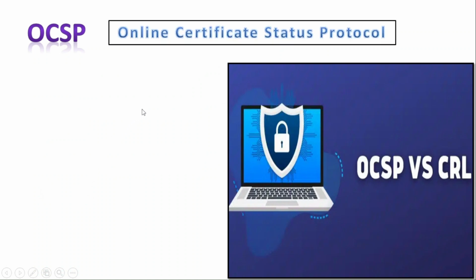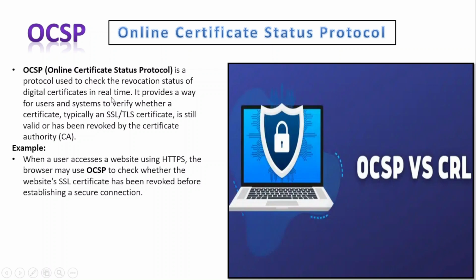OCSP, that is Online Certificate Status Protocol. So OCSP, Online Certificate Status Protocol, is a protocol used to check the revocation status of digital certificates in real time. It provides a way for users and systems to verify whether a certificate, typically an SSL/TLS certificate, is still valid or has been revoked by the certificate authority, that is CA. Example: when a user accesses a website using HTTPS, the browser may use OCSP to check whether the website's SSL certificate has been revoked before establishing a secure connection.